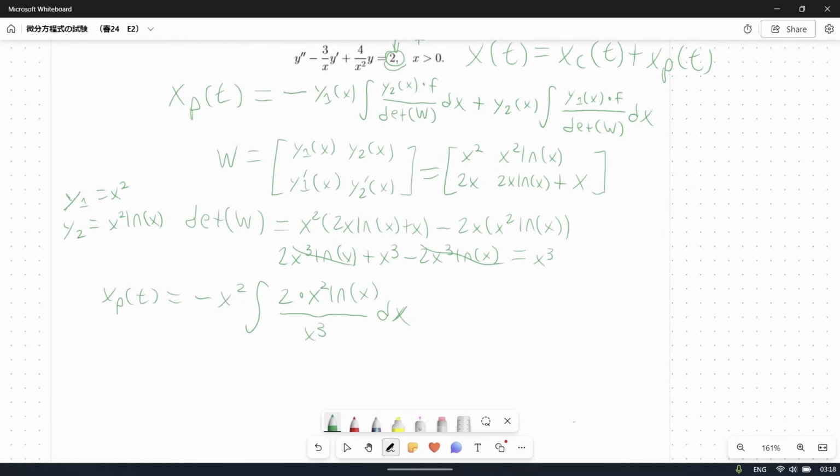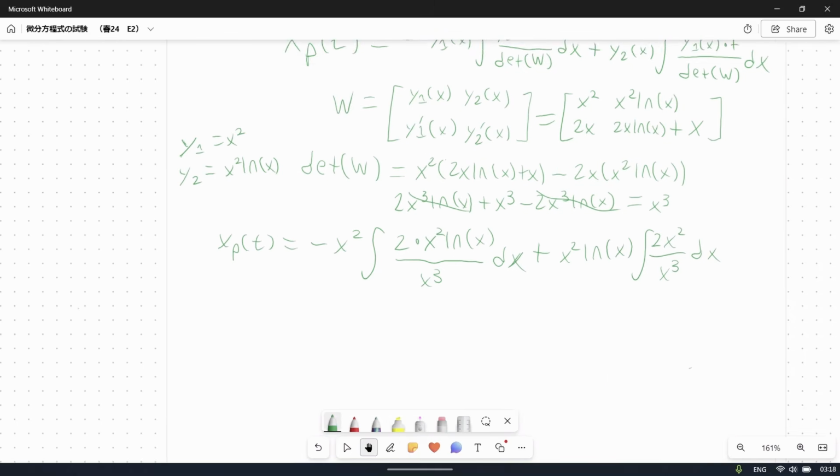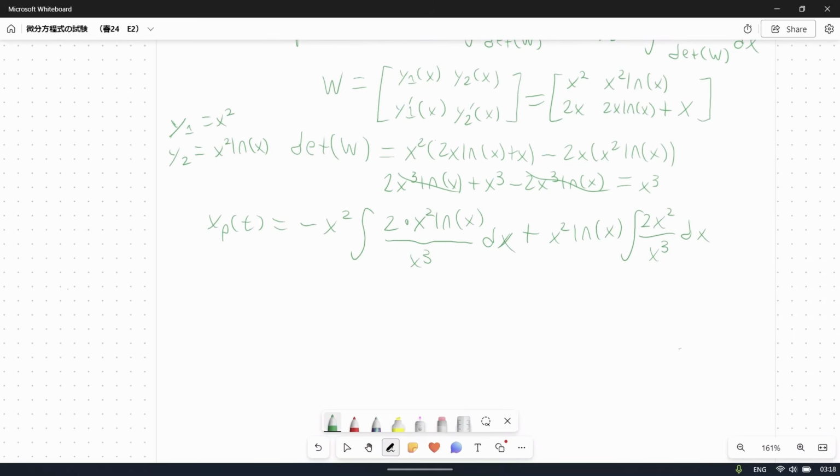And then the second integral, we're going to end up with a second term of x squared ln of x times the integral of 2x squared over x cubed dx. So I'm going to evaluate the first integral first, and neither of these integrals are that bad. We can see that this second integral is pretty straightforward, and then this first integral, once we cancel everything out, it's just going to be a u substitution.